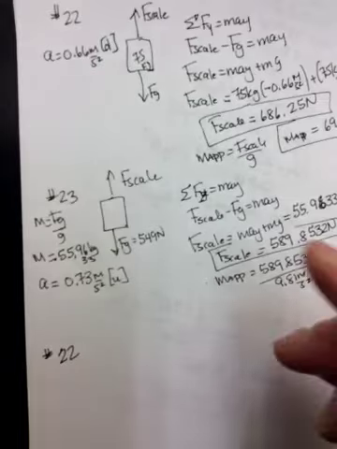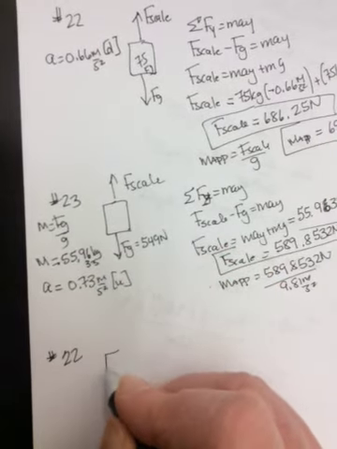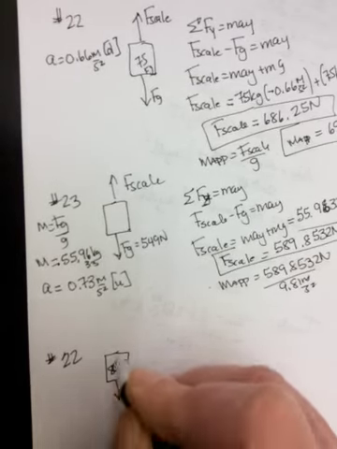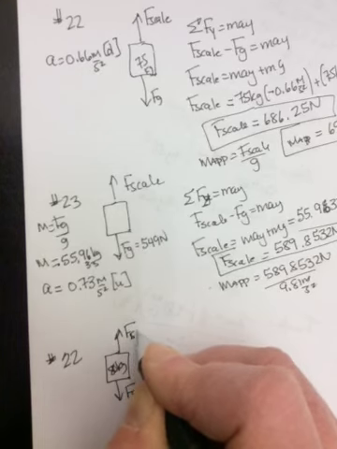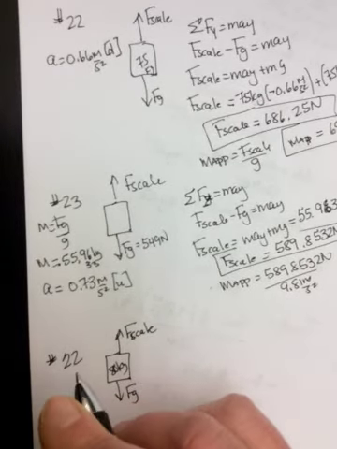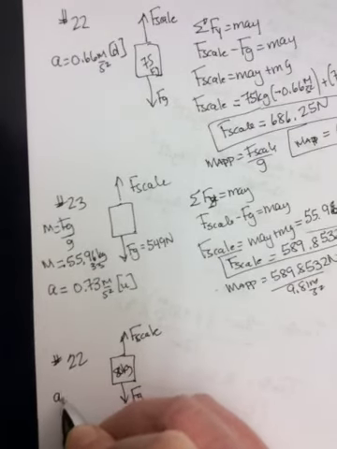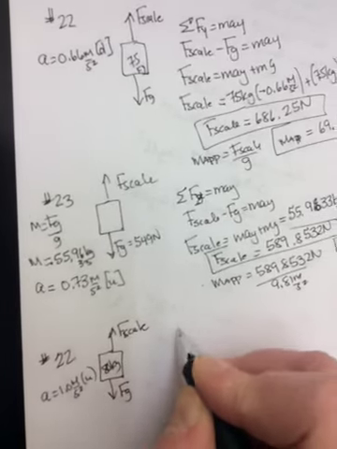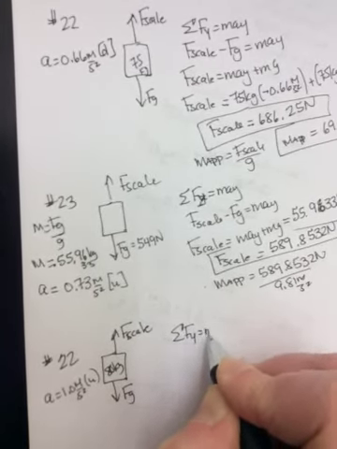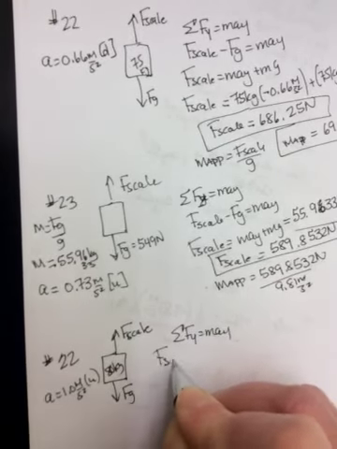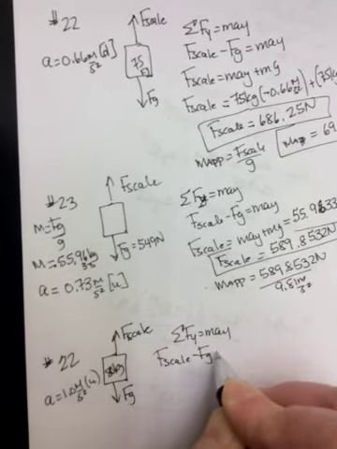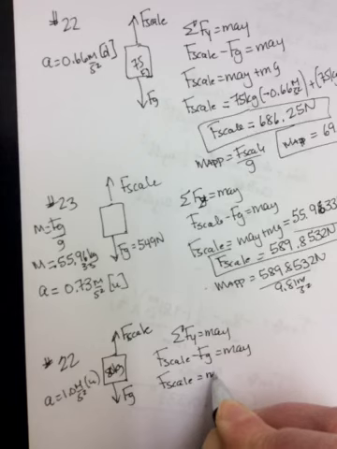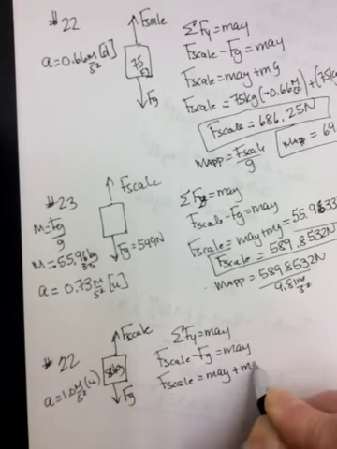So number 22, an 80 kilogram person standing on the scale of an elevator. Okay, so this is 80 kgs in here. Going down is Fg, going up is F scale. And it tells us the elevator begins to accelerate upward at a rate of 1 meter per second squared. Okay, so accelerating upward, so that's an up. Sum of the forces in the y direction. So it should be F scale minus Fg equals MAY, assuming up is positive. F scale then will equal MAY plus Mg.